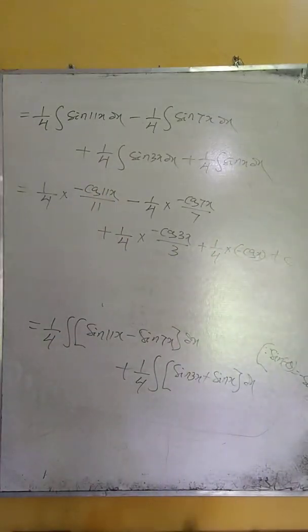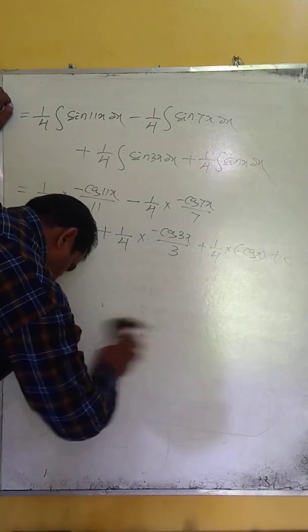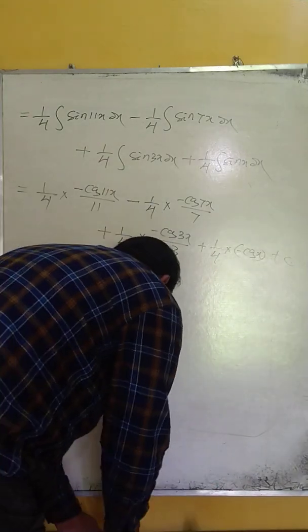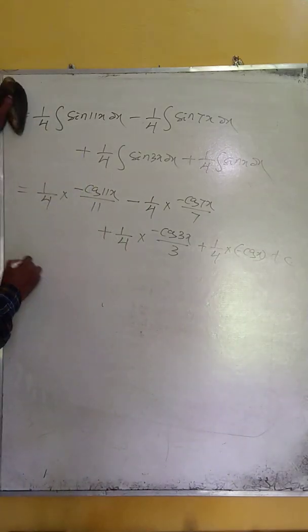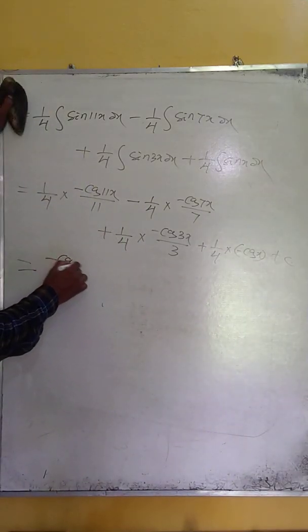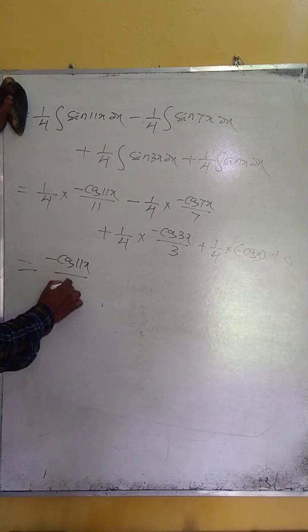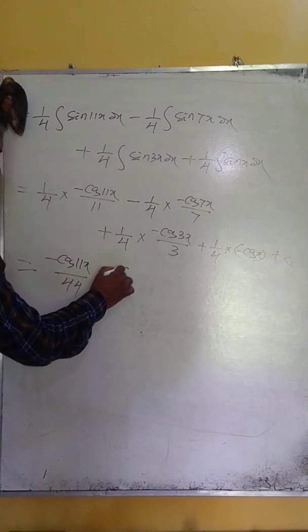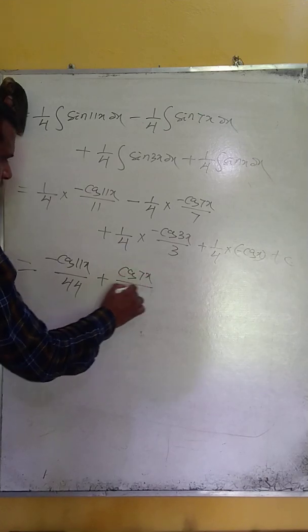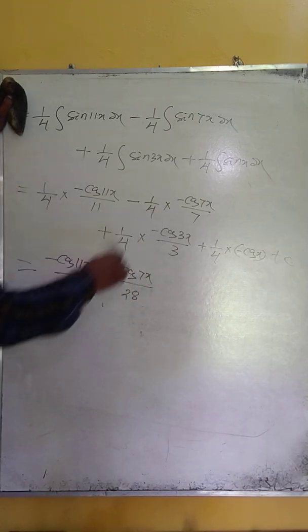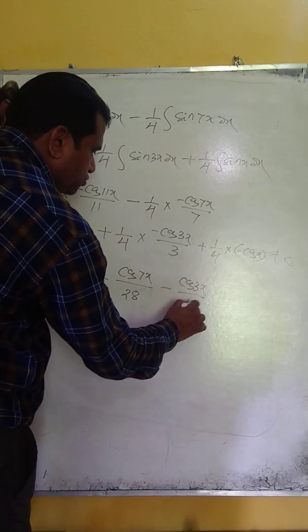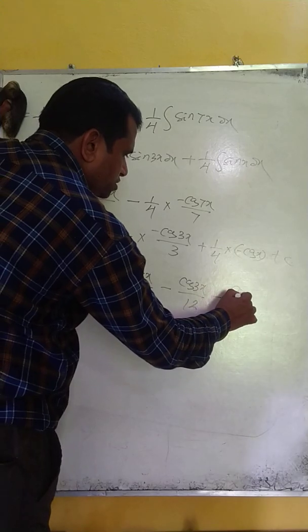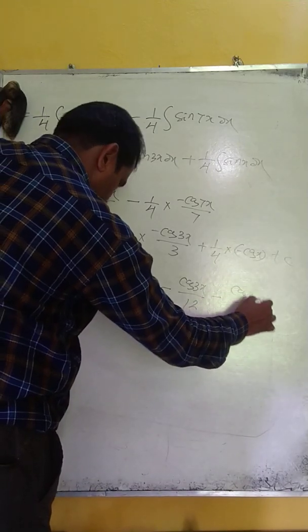That's the integral of this function. So we write minus cos 11x divided by 44 plus cos 7x divided by 28, 4 into 7, minus cos 3x divided by 12 minus cos x divided by 4 plus c.